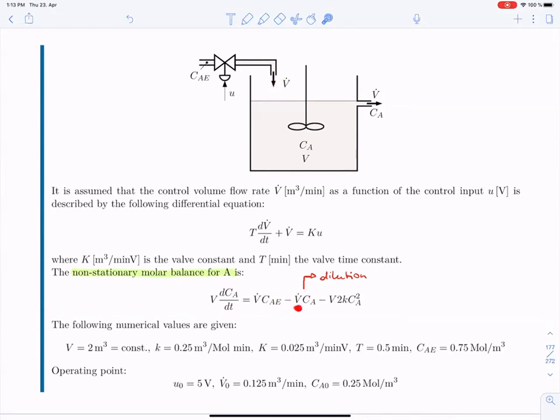And then there's this term that always shows up here. This is due to dilution. So if there's some feed flow going in, there will be some dilution. And then there is some funny constant here. And this is because there's some chemical reaction going on. So there's a reaction constant, which is called K, if you want so.